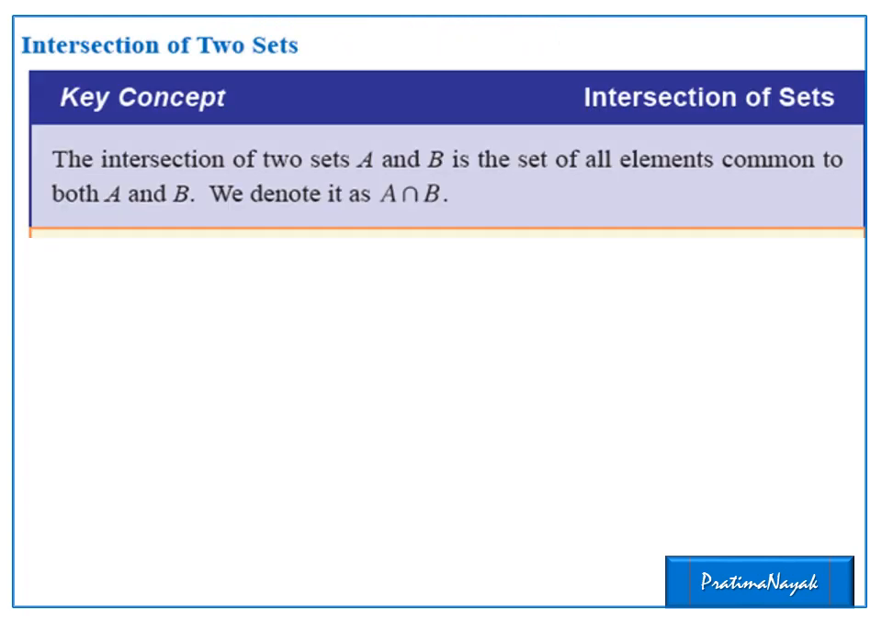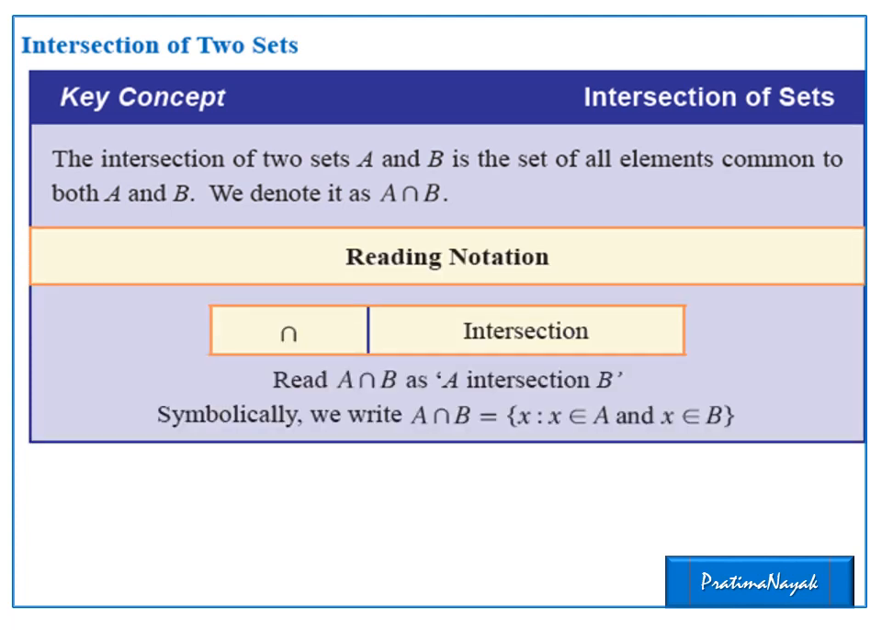Next operation is intersection of two sets. The intersection of two sets A and B is the set of all elements common to both set A and set B. We denote as A ∩ B, an inverted capital U. So note the reading notation.